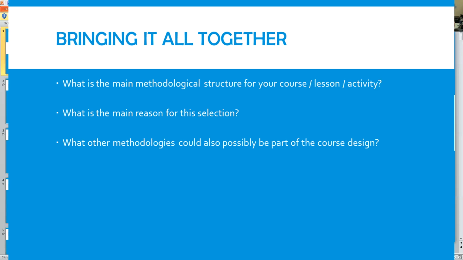Next section goes into methodology: pedagogy, andragogy, heutagogy. You choose which one you would like for your course or your lesson activity. And then again, just answer for yourself: why am I using this? Do I have a good reason for using this? If not, then where's the problem at? This is really designed for self-reflection more than anything else.